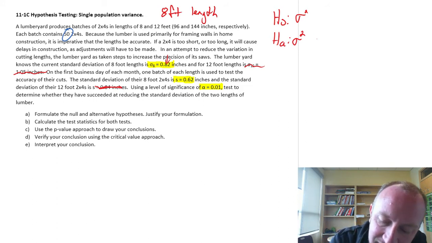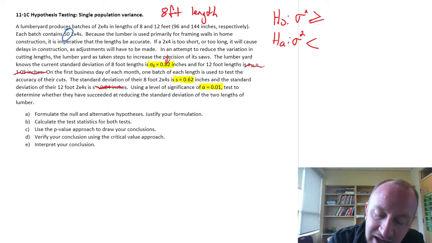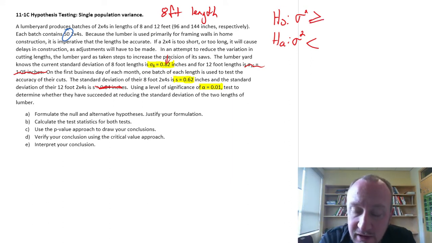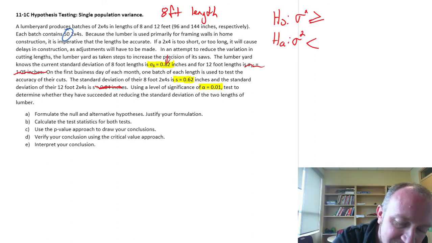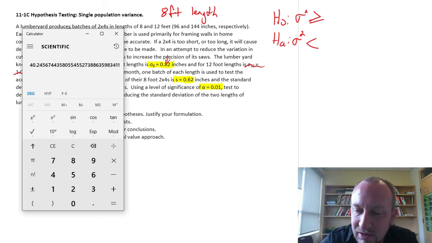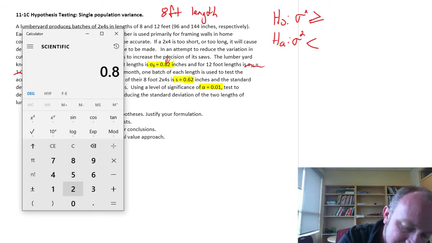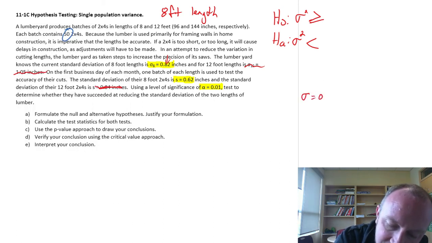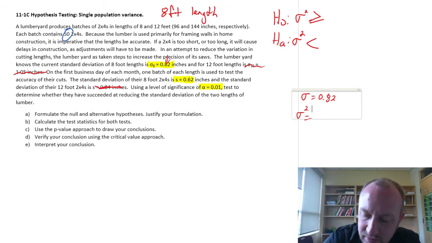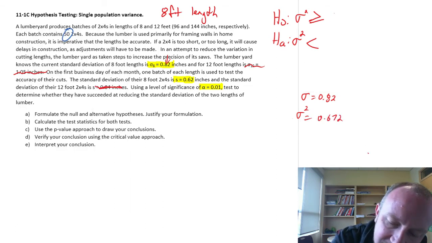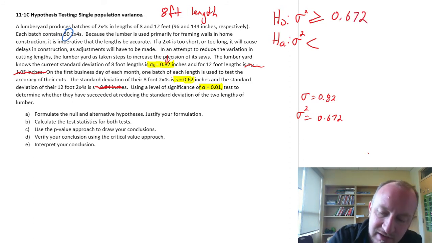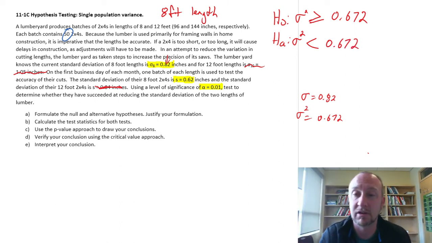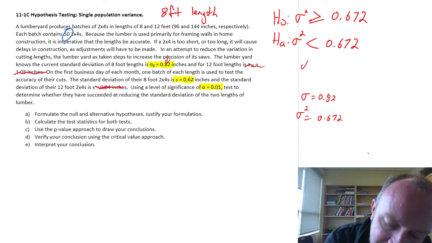So what this means is that this must be a lower tail test. I want to see, have we succeeded at reducing the variance? Now, what I'm given here is a standard deviation of 0.82. I want to formulate this as a test on variance, so I'm just going to square 0.82. So if I have a standard deviation of 0.82, that means I have a variance of 0.672. So that is my current variance, and I want to see if we've succeeded at reducing our variance relative to the current level. So we're going to perform this test at alpha 0.01.